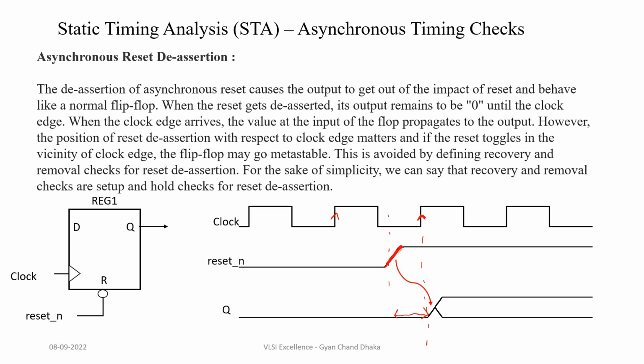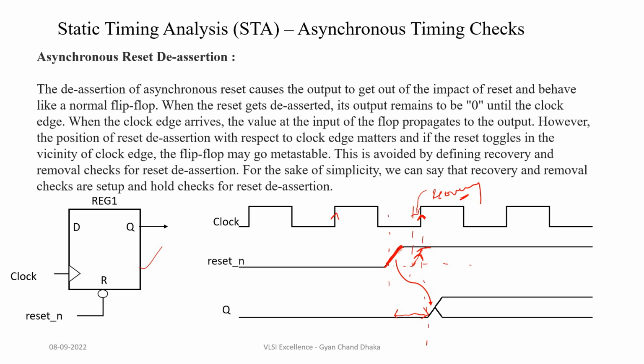Now guys, the important thing here is, if this reset de-assertion happens near the rising edge of the clock, that means it is basically violating our recovery time. So if the reset de-assertion violates our recovery time, in that case, similar to synchronous constraints, our flip-flop can go into metastable state. So this is a problem with the asynchronous reset de-assertion.